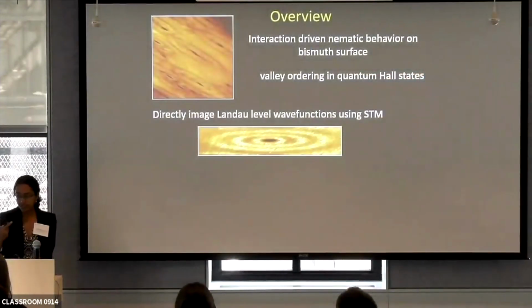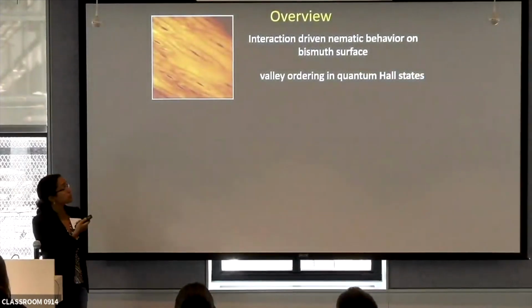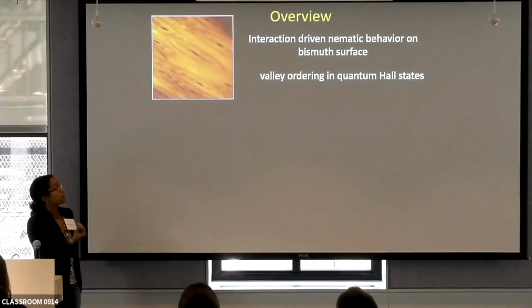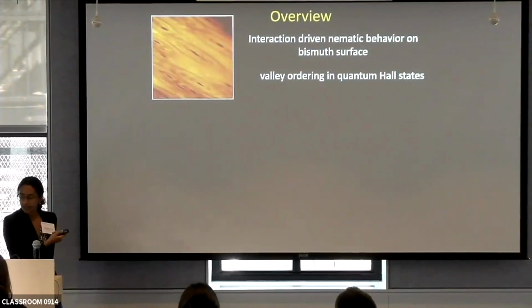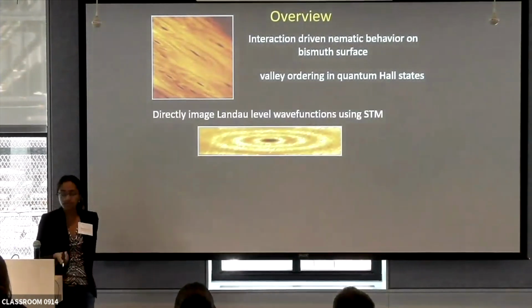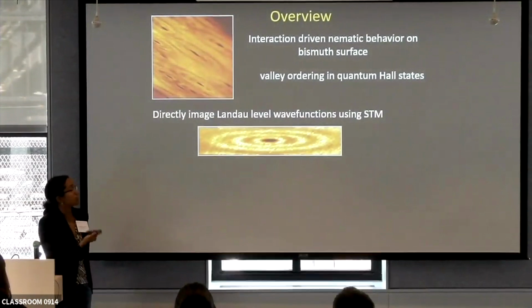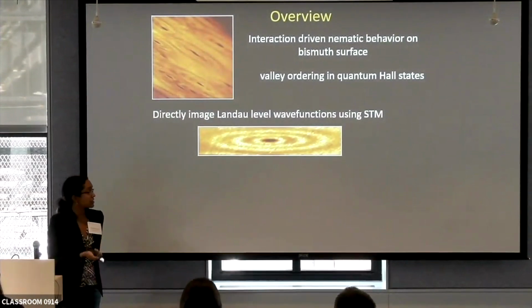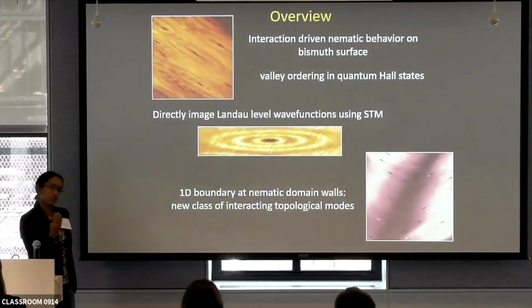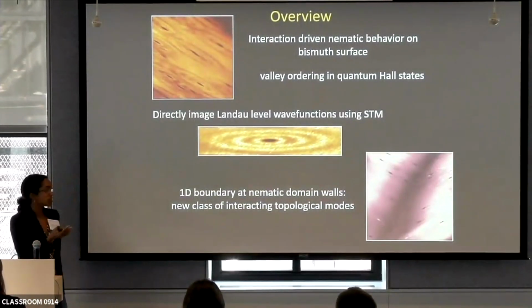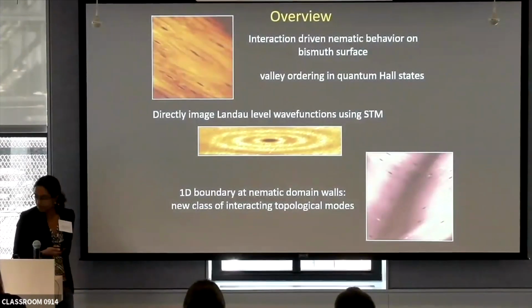And so the overview of my talk is going to be discussing, first of all, how we can tune the Bismuth surface into this kind of quantum Hall regime and show you that we see nematic behavior and spontaneous Valley ordering in these systems, and we can directly image the underlying Landau level wave functions using an STM. And then finally, I'll show you how we are able to find a very pristine nematic domain wall in a boundary here where we see some cool interaction effects.